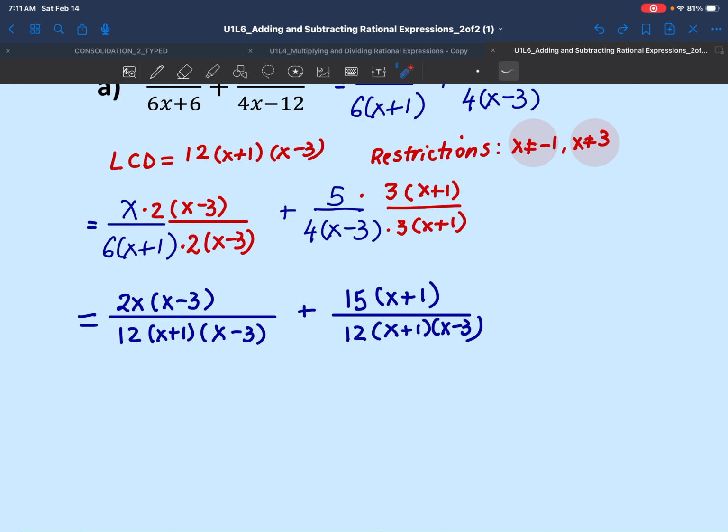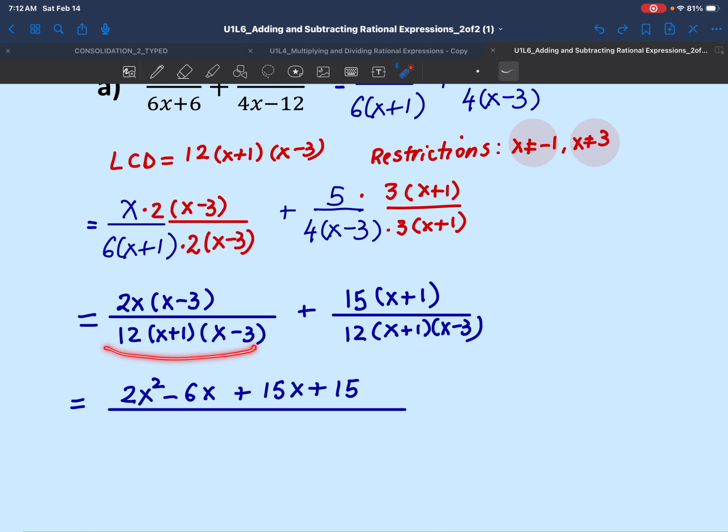Now that the denominators are the same, we can go ahead and add these two rational expressions. Remember, when we add, we keep the denominators the same, and we simply add the numerators. So we'll start off by expanding 2x times x squared, 2x times negative 3, negative 6x. Now 15 times x is 15x, and 15 times 1 is 15. Lowest common denominator, entire expression as is, would be 12 times x plus 1, times x minus 3.